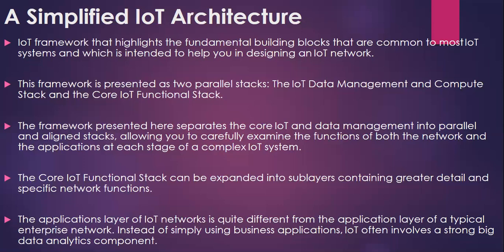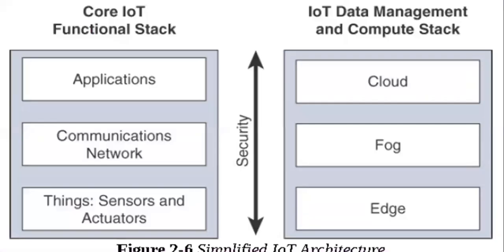Remember this. This was the brief introduction to the IoT architecture, the simplified IoT architecture. This is nothing but your simplified IoT architecture. These are the 2 different stacks. Here is the core IoT functional stack, which has the application layer, communication network, and then things. Together we call it things, but inside that we'll have sensors and actuators. We'll see in further topics what the different sensors available are, what the job of an actuator is, and so on.